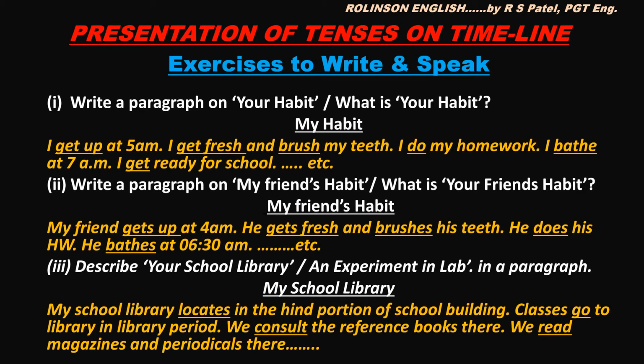Now another exercise. Describe your school library or an experimental lab in a paragraph. Let us see it. My school library. My school library is located in the hind portion of the school building. Classes go to library in library period. We consult the reference books there. We read magazines and periodicals there. We read comics too. We do not talk to one another in library period. Continue this way. There is a digital library as well in my school. Alright, so this way you can continue.